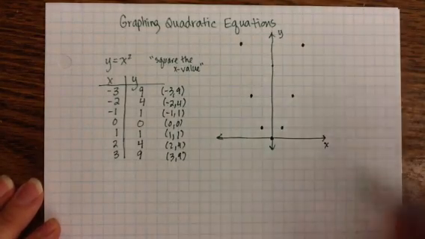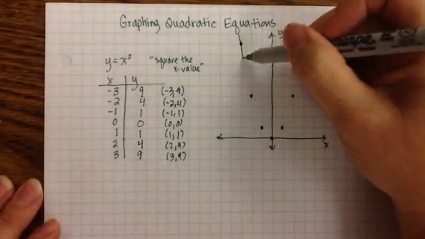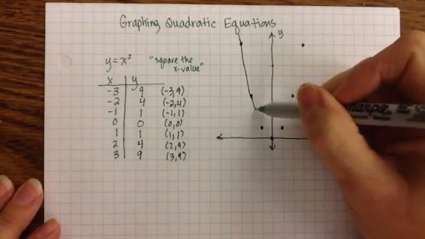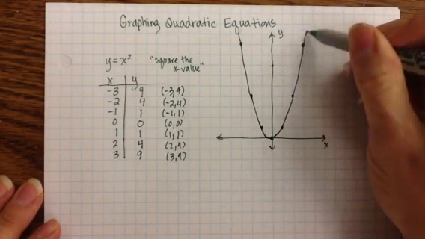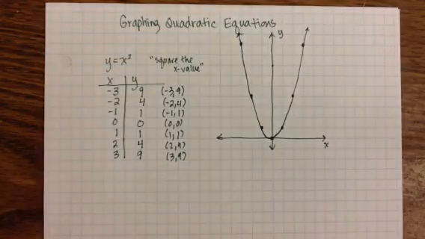When we connect these dots, we want to make a smooth curve, no straight lines, no sharp angles. And it connects into this nice kind of U shape.